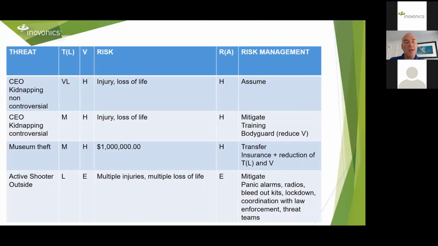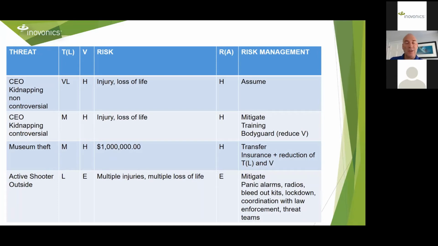The first one, CEO kidnapping of a business that is not controversial. I put the threat likelihood as very low, but that CEO could be just walking around out in the open, so that's still high vulnerability. The risk is injury or loss of life, as well as payment of a ransom. So risk amount could be high, but because in this case threat likelihood is very low, the method could be risk assumption.